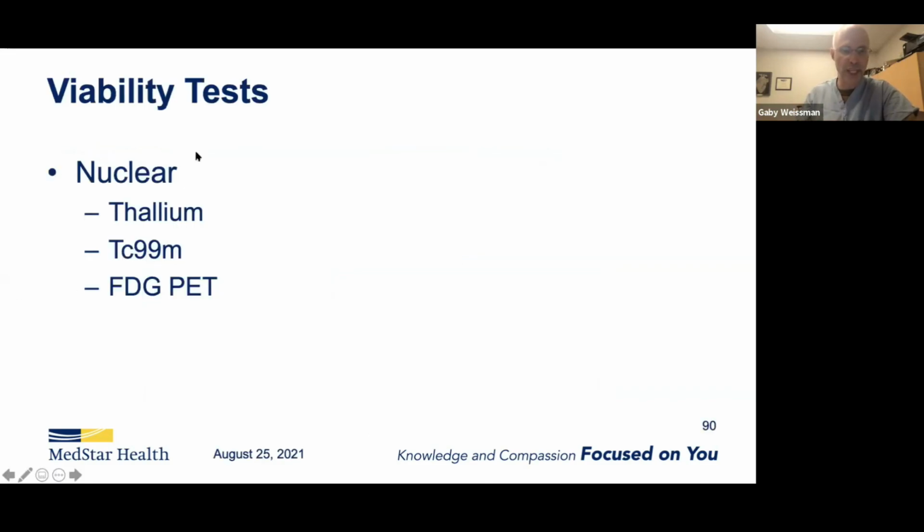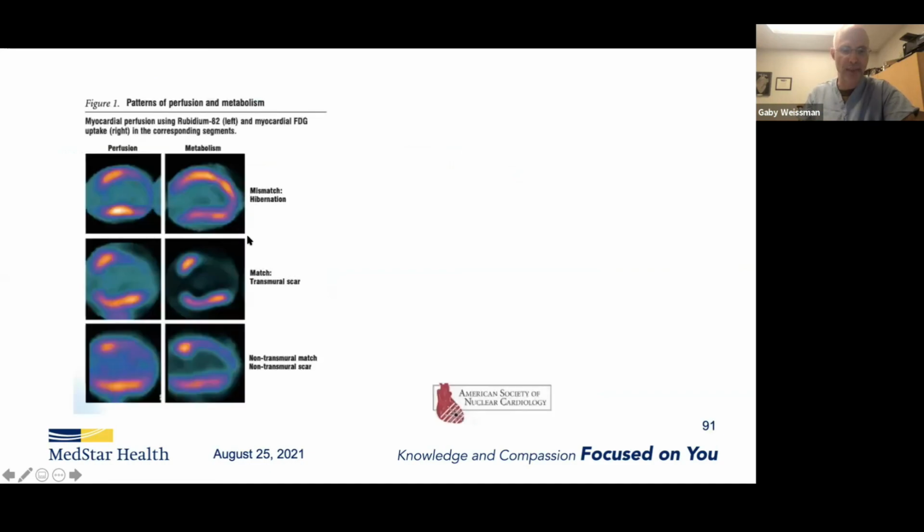How do you do viability? There's a bunch of ways to do it. There's nuclear ways to do it, and this is how it looks. This is a nuclear PET scan. What you do in this is a little bit different than what we did before, although it looks very different. You do perfusion imaging.